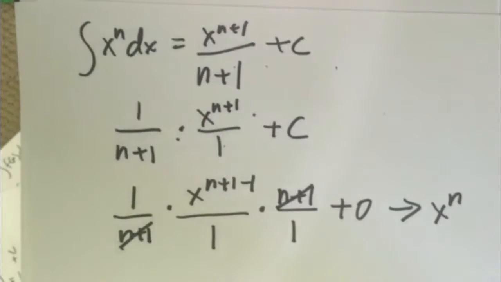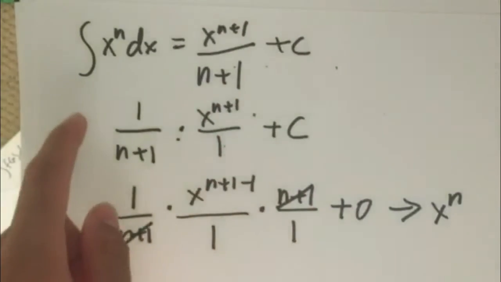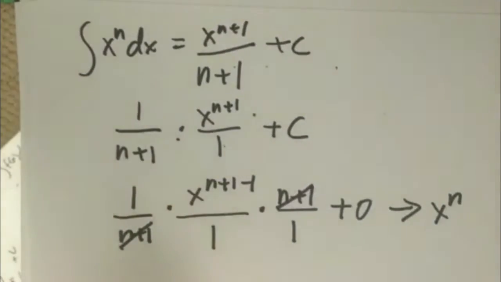Now I will explain how this formula works, and we can prove that it works by taking the derivative of this answer portion and trying to get back to x to the power of n. So this can be rewritten as 1 over n plus 1 multiplied by x to the quantity of n plus 1 plus c. Because 1 over n plus 1 is a constant, we don't need to do anything to it in terms of differentiation.